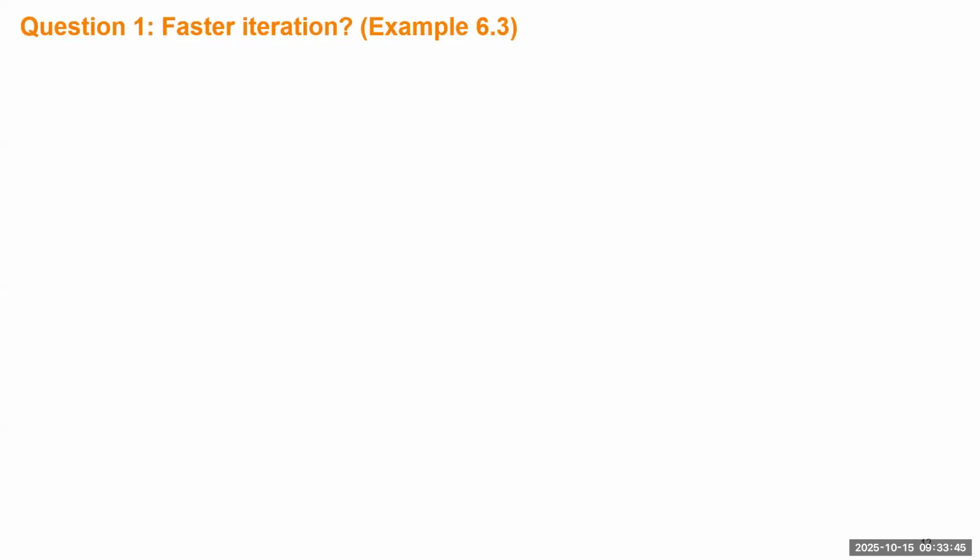Okay, so in the following slides, we'll answer each of those questions. The first is, can we make iterations faster? There's one example in the textbook, 6.3. So this is the original Gauss-Seidel iteration formula.